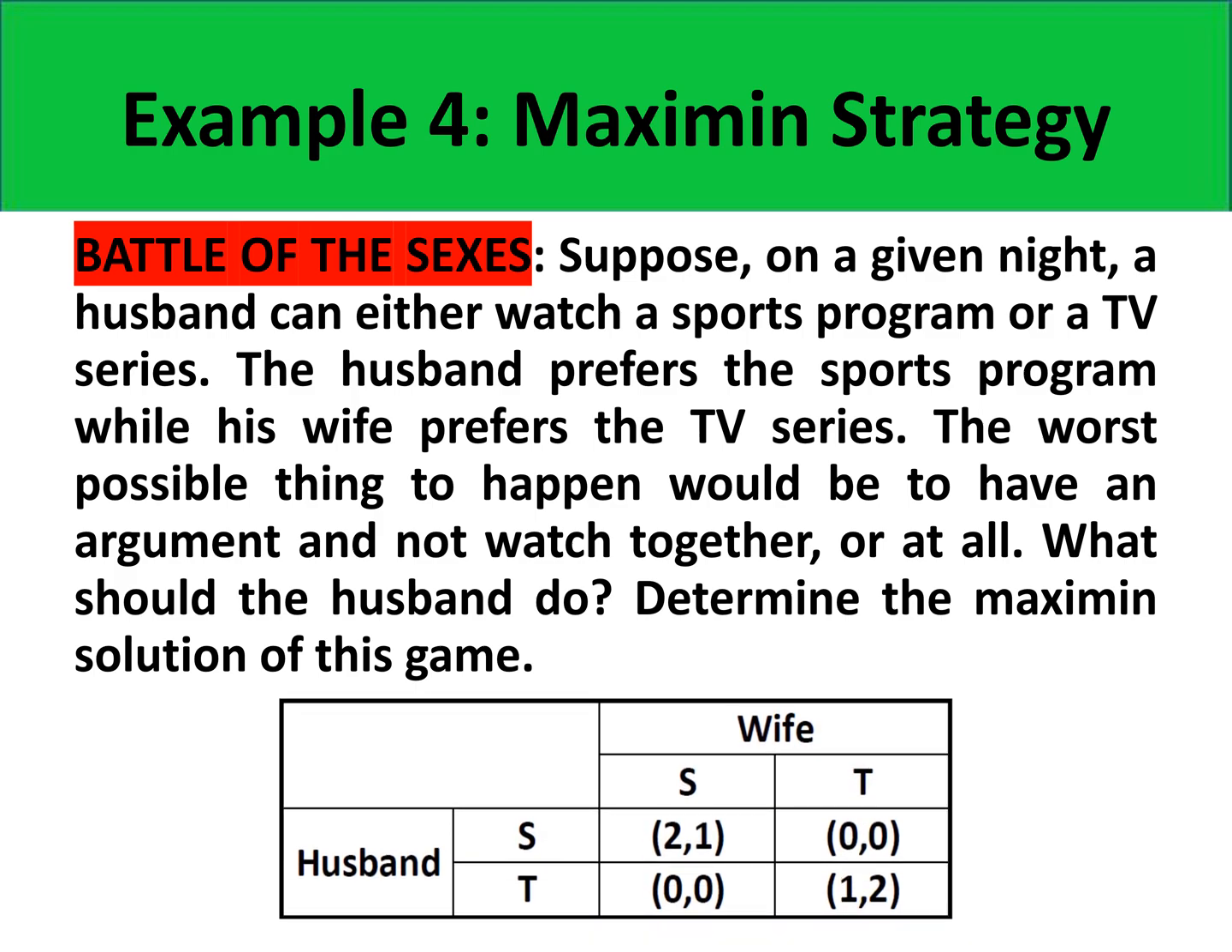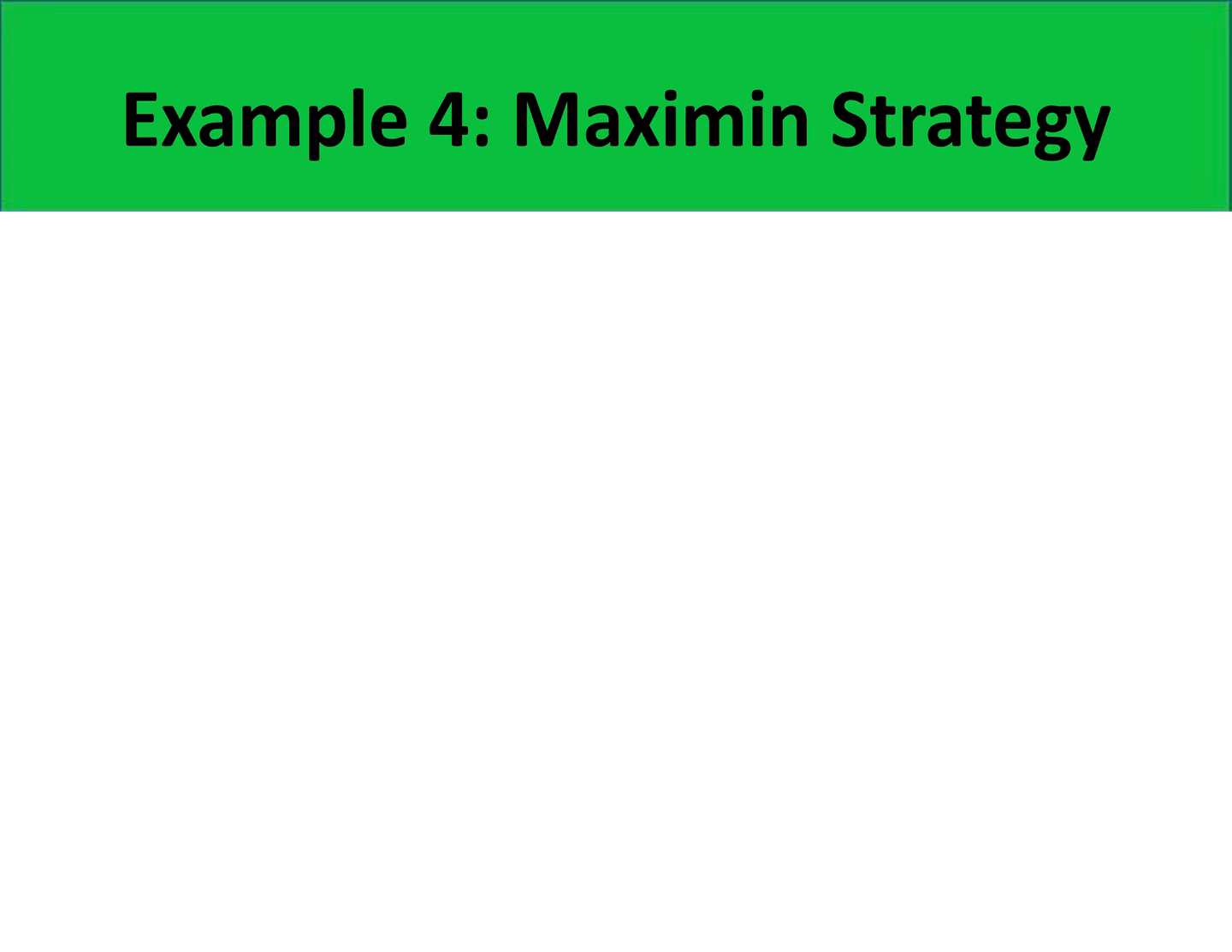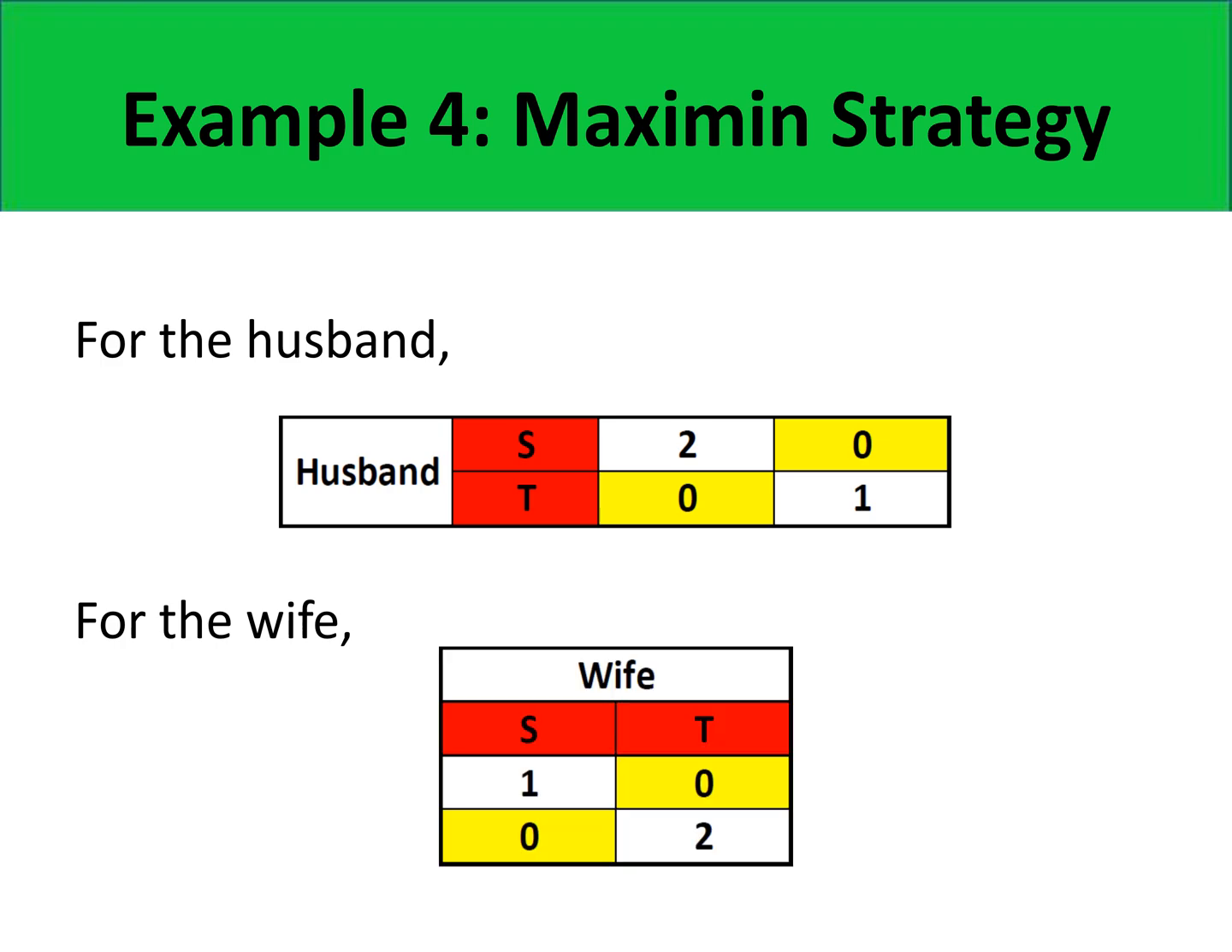The payoff matrix for the Battle of the Sexes is shown on the given table. Now we let capital S be the strategy to watch a sports program, and capital T is the strategy to watch a TV series. Now suppose that the husband chooses the sports program and the wife chooses the sports program. So the husband gets 2 while the wife gets 1. These values are happiness levels. So the husband is happier than his wife because they are watching his preferred program. Now, separating the payoff values for the husband and the wife, we get the following tables.